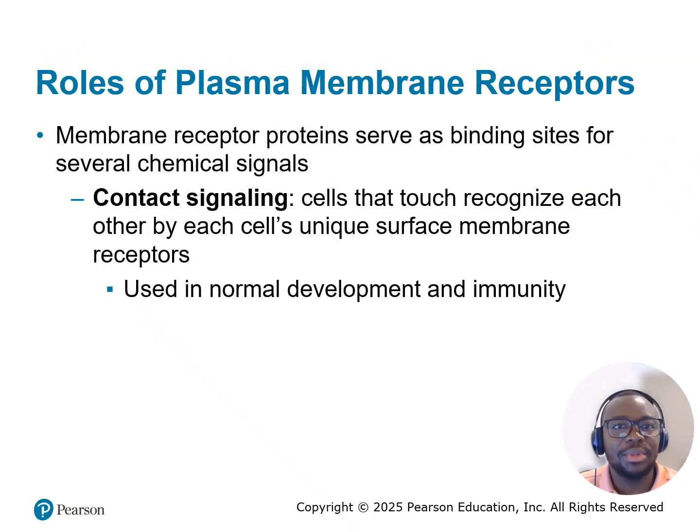What roles do receptors play on the cell membrane? Membrane receptors are integral proteins that serve as binding sites for several chemical signals. Some function in contact signaling, while others function in chemical signaling. In contact signaling, cells touch and recognize each other by each cell's unique surface receptors. It is particularly important in normal development and immunity. Some bacteria and other infectious agents use contact signaling to identify their preferred target tissues.